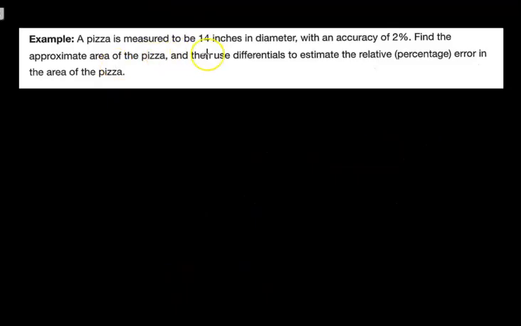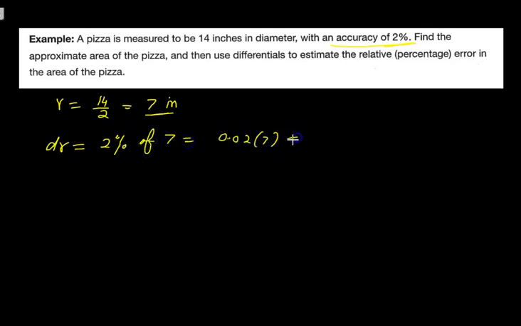In this next example, we need to find the approximate area and the percentage error in the area of a pizza. First we are given the radius as half of the diameter, which is 7 inches. Here we are given the accuracy of 2%. That means the change in r values is 2% of 7. So dr is 2% of 7, which is 0.02 times 7, which is 0.14.